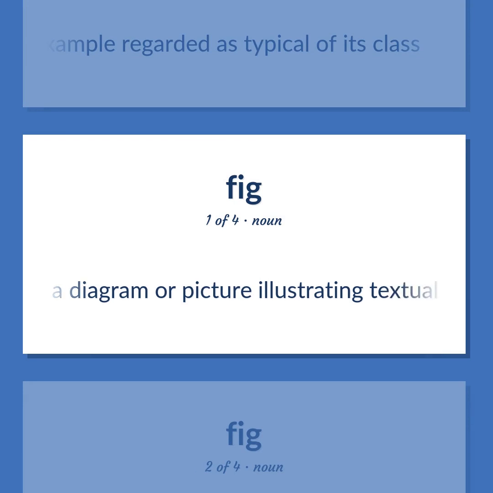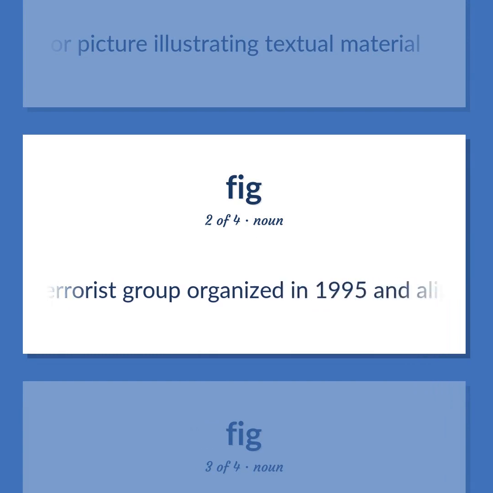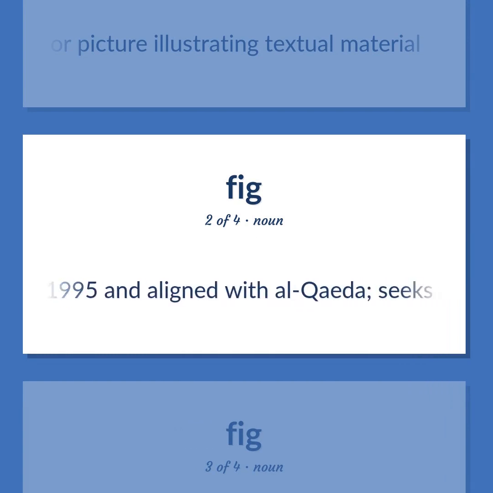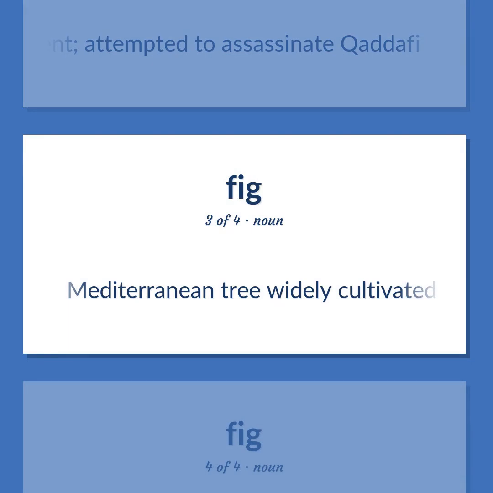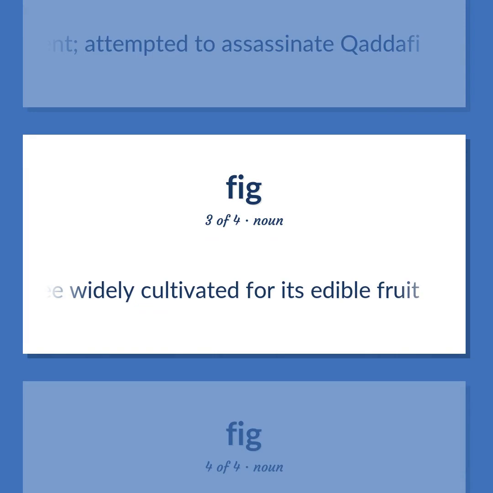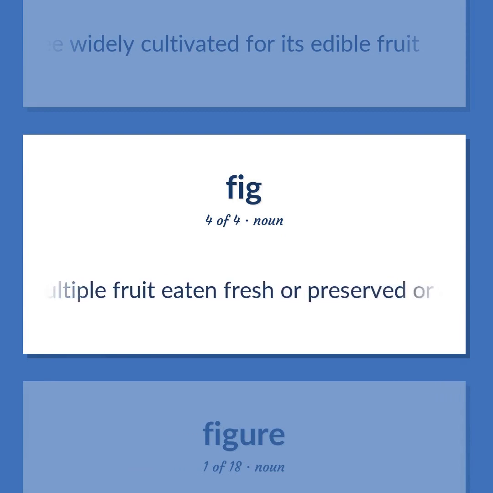A diagram or picture illustrating textual material. A Libyan terrorist group organized in 1995 and aligned with Al-Qaeda seeks to radicalize the Libyan government, attempted to assassinate Gaddafi. Mediterranean tree widely cultivated for its edible fruit. Fleshy sweet pear-shaped yellowish or purple multiple fruit eaten fresh or preserved or dried.